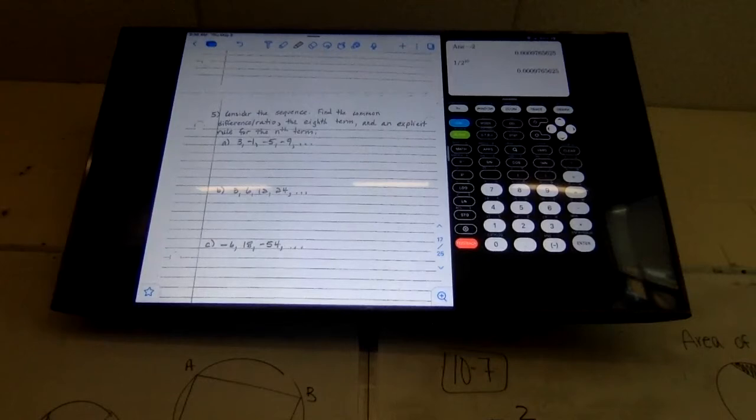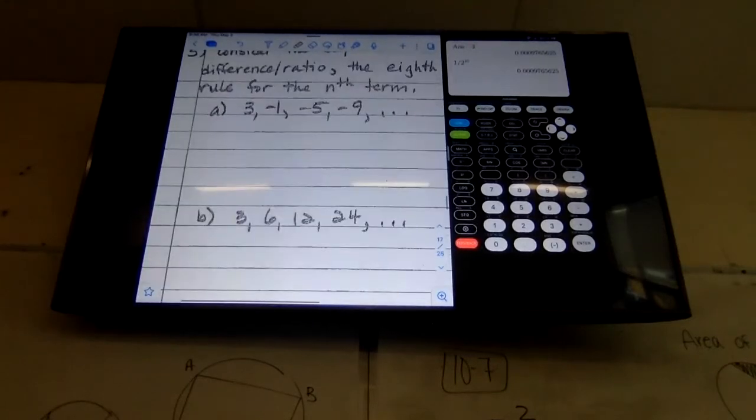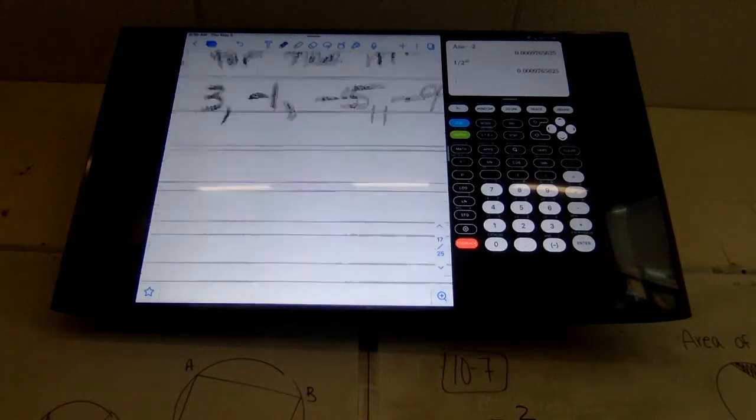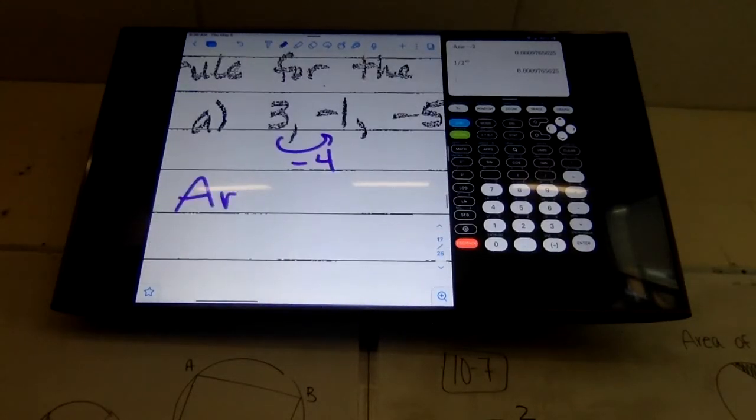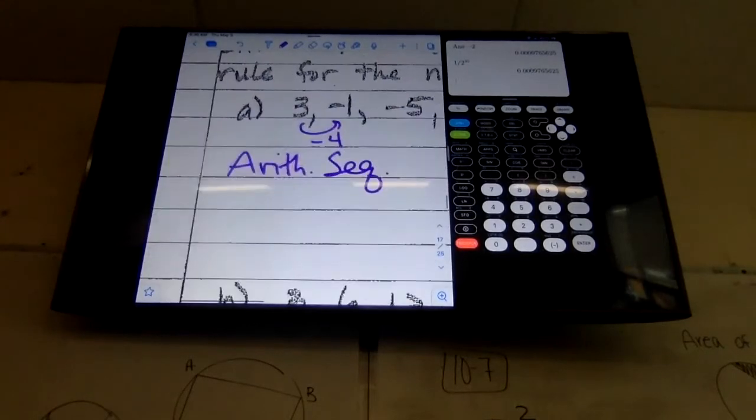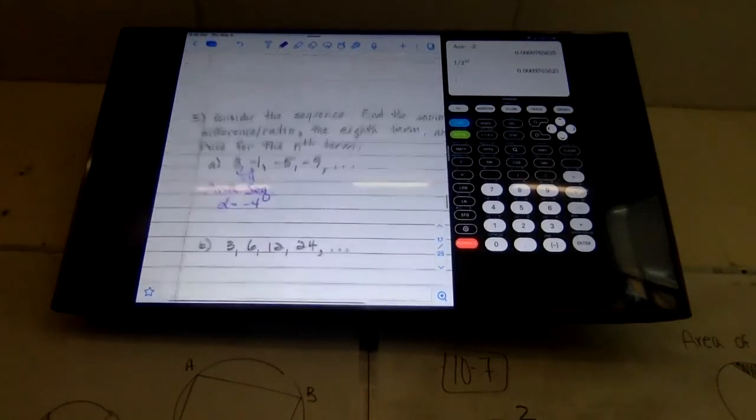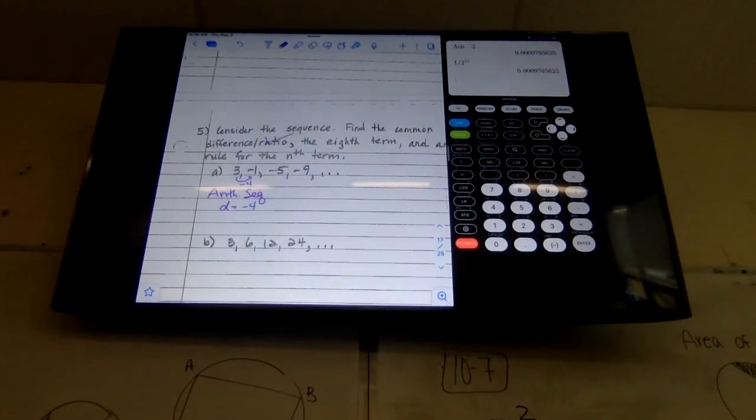All right, so let's attack number 1. It says 3, -1, -5, -9. Is it arithmetic or geometric? Arithmetic. And I'm just going to abbreviate. Arithmetic sequence. -4. What is -4? D. Common difference is -4. Good. So we had to decide what my common difference or ratio, figure out the sequence. Now we have to find the 8th term and the rule for the nth term.